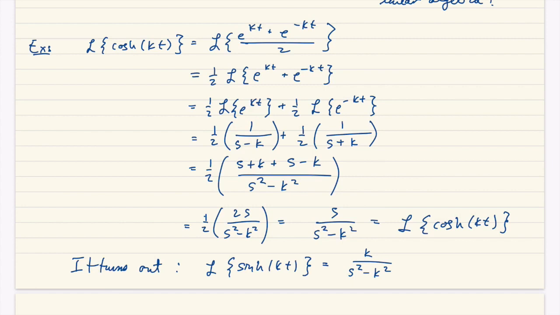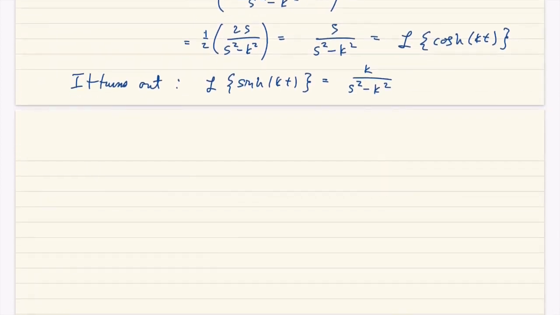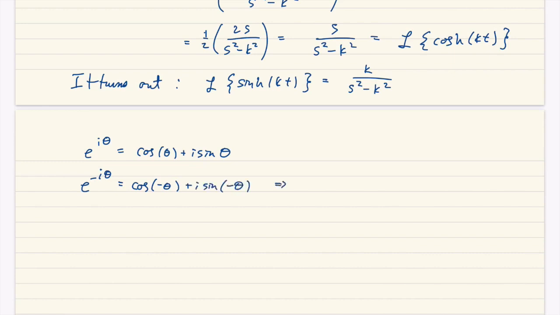And finally, what I want to do is show you how to use these facts, the Laplace transform of the exponential, and put everything together to get the Laplace transform of cosine and sine. One of the things that we're going to take advantage of is we know that e to the i theta is cosine of theta plus i sine of theta. And so that means the e to the minus i theta is cosine of minus theta plus i sine of minus theta. Let me just rearrange this just a little bit.